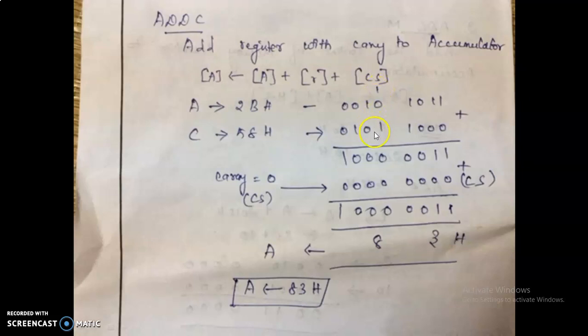So these two bits are added. Again 1 plus 1 is 0. Again the 1 is carried toward the next bit. So again this is 1 plus 1, 0. Again the 1 is carried to the next bit. So 1 plus 1 is 0. The last carried 1 is transferred to the next bit. So the 0 plus 1 is placed here.